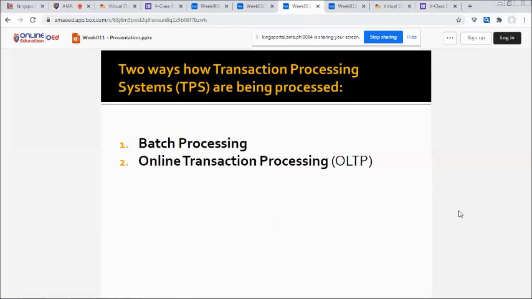So many TPS take advantage of source data automation. Source data automation involves collecting data from sensors, like for example in barcode scanners, that allows data entry directly into a computer without human intervention.